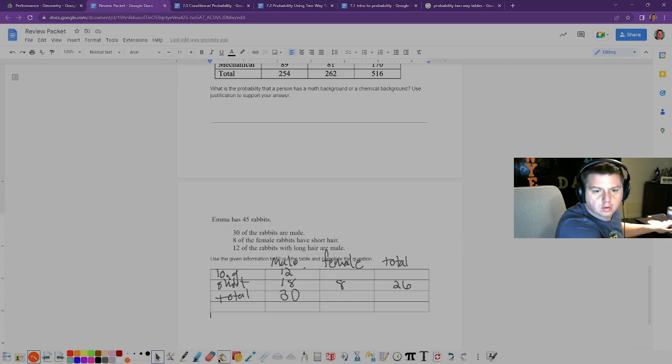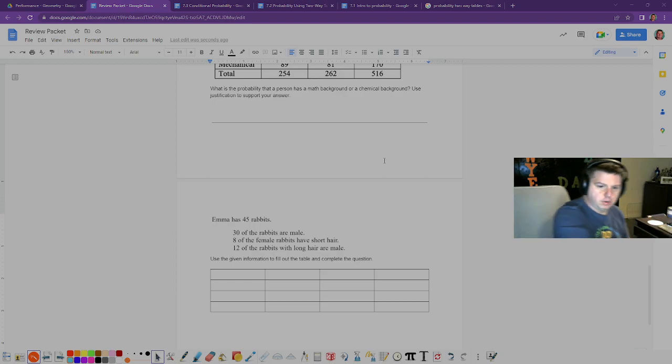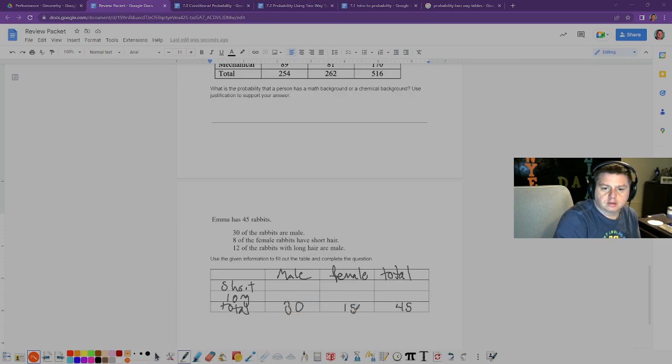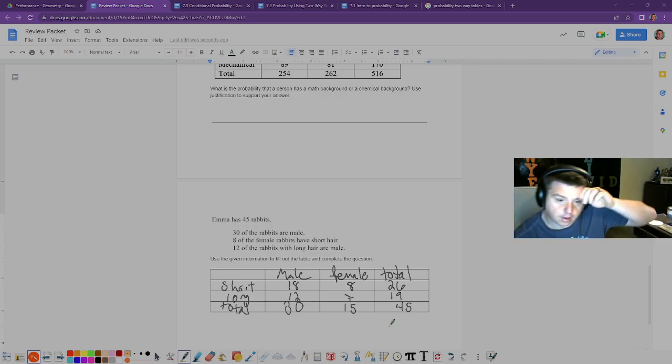Okay, so let's mop that up for a second. So then we would do male, female, total, short, long, and we know there's 45 here. 30 male rabbits, so that makes 15 female rabbits. 8 of the female rabbits have short hair, which means 7 of them have long hair. 12, and then 18. Remember, this makes 19. This made 26. And that should be 45 and 45, which it is.